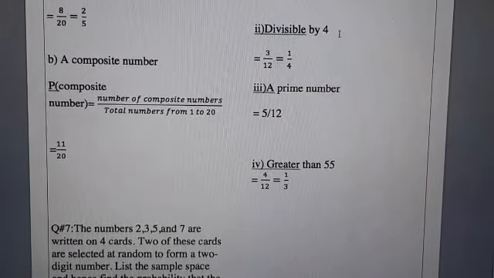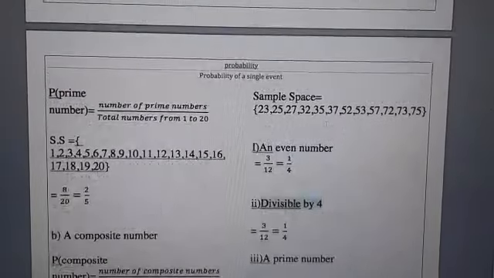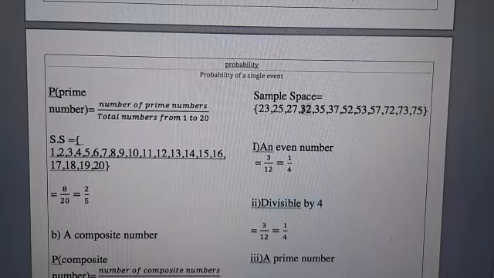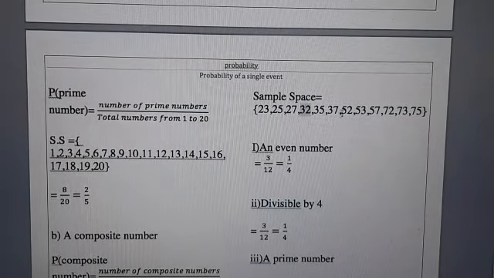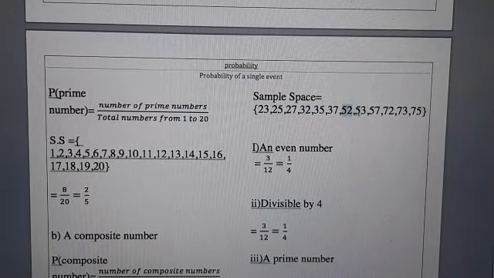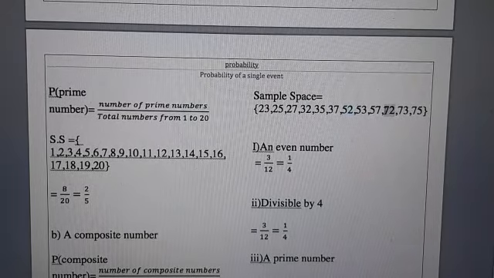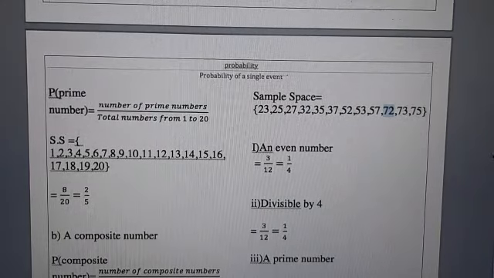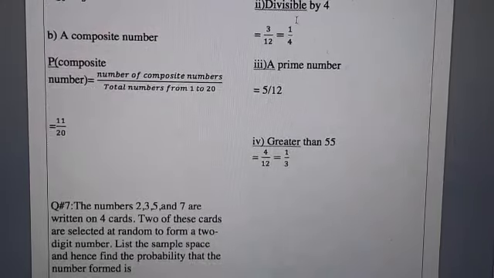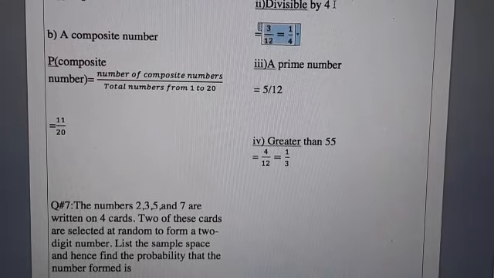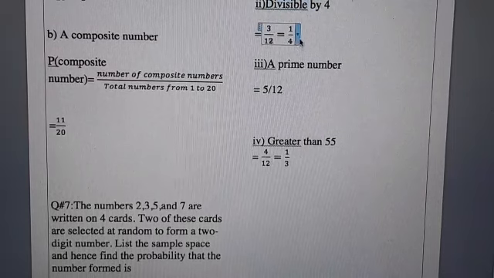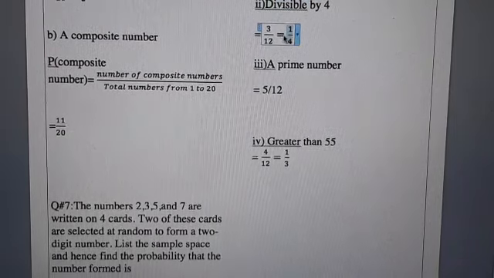If you want to find the probability of having a number that is divisible by 4, there are 3 in number. If you are looking for a number divisible by 4, 32 is divisible by 4, then 52 is divisible by 4, and then 72 is divisible by 4. So we have got 3 numbers which are divisible by 4. So the probability of having a number divisible by 4 will be 3 out of the total 12, and simplification will give you 1 over 4.